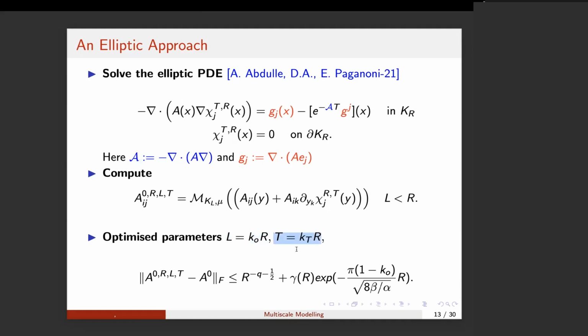The bound that we obtained is essentially one term where we have r to the power minus q, and then we have an exponentially decaying bound in terms of r. So this implies that we don't need to choose very large values of r. And the fact that we can play with q without spending too much computational time makes this method extremely efficient in terms of computations.